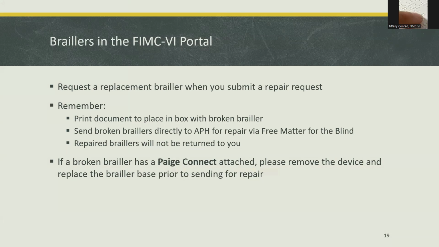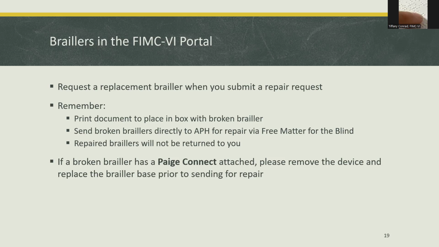And here we're doing the same process that we were doing previously with the form, where you still have a document that needs to be printed out and placed in the box with the broken Brailler. That's information that tells you where to send it, which is directly to APH for repair via Free Matter for the Blind. And remember that repaired Braillers are not going to be sent back to you, they come back to us at FIMC. At least that's what APH should be doing. And a reminder, the Page Connect.